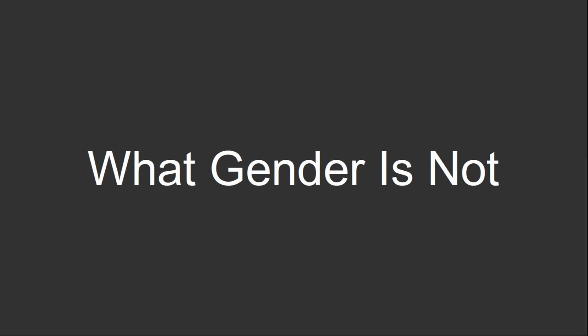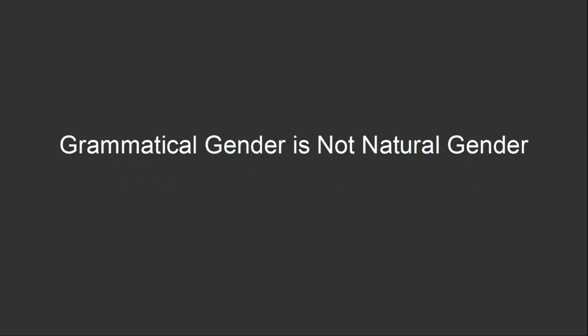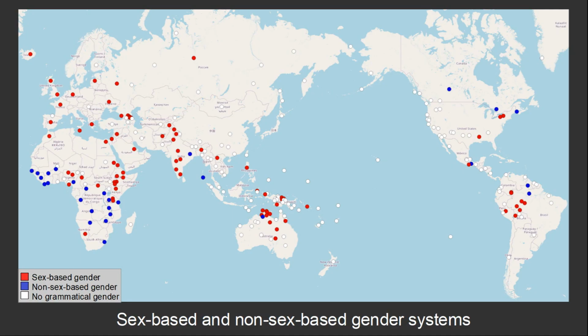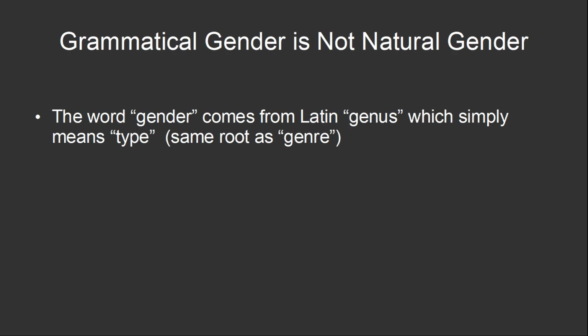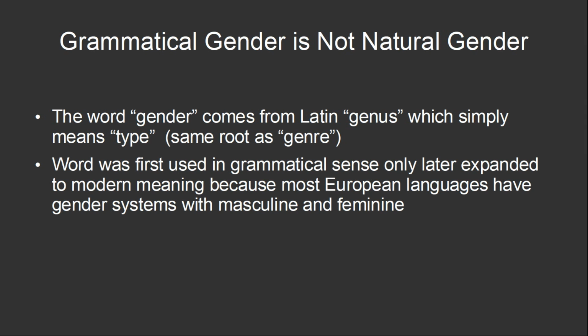What gender is not. Grammatical gender is not necessarily related to natural gender. Roughly 3/4 of languages with gender systems make some kind of distinction between masculine and feminine, but that still means about a quarter don't. It's worth noting that the term gender comes from the Latin word genus, which simply means type, the same root as the word genre. The grammatical meaning of gender is the older one, and the meaning of male versus female is newer, and comes from the fact that gender systems in most European languages distinguish male and female.